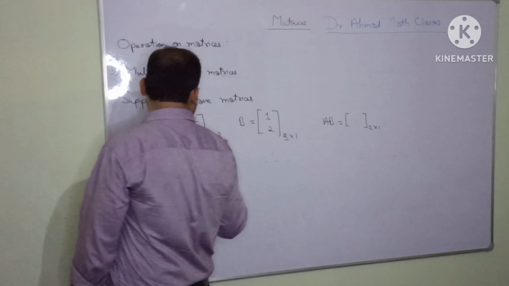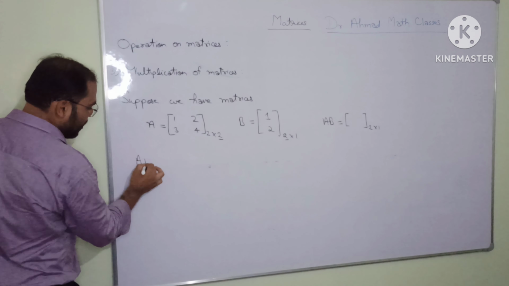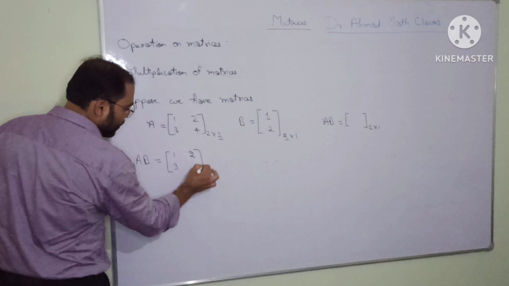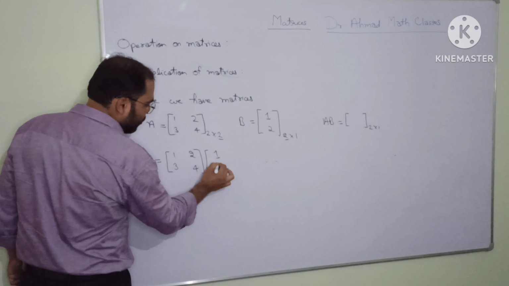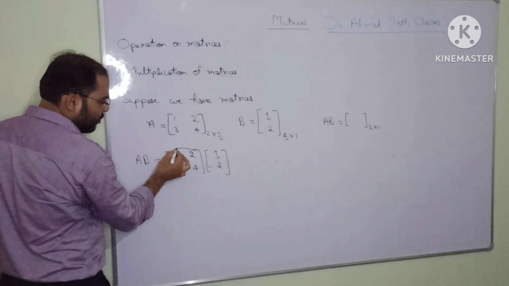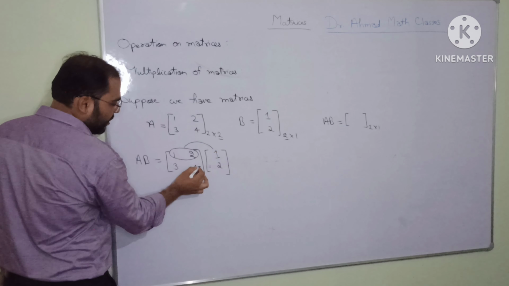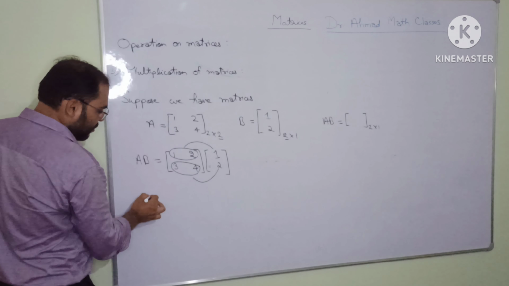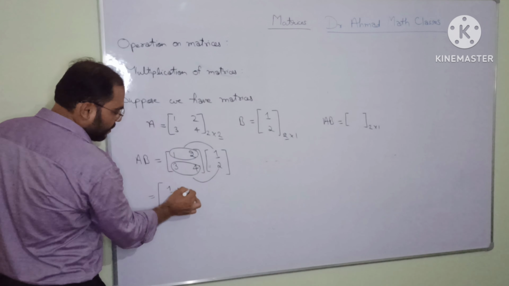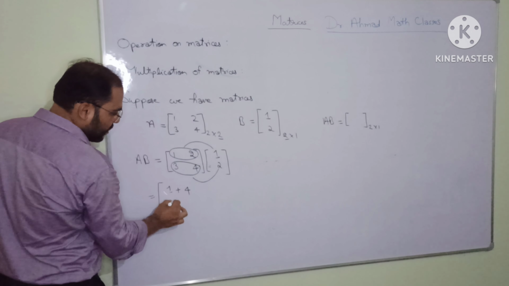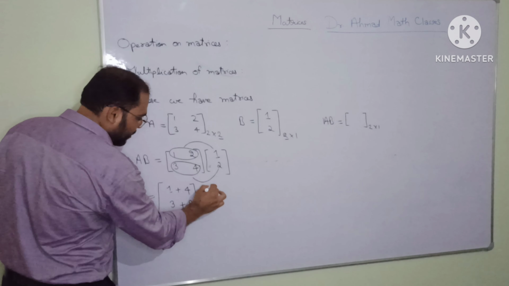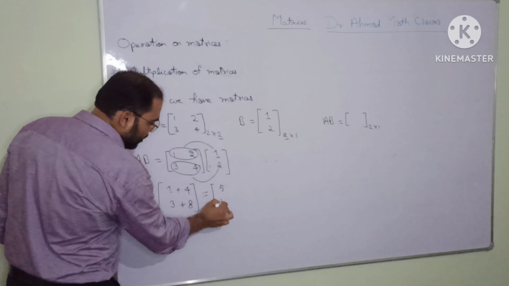Okay. So how could we perform this multiplication? AB. 1, 2, 3, 4. And the next matrix is 1, 2. What will we do? We just multiply rows to the column. First we multiply row 1 to this column, then we multiply row 2 to this column. So 1 into 1 is 1 plus 2 into 2 is 4. Now 3 into 1 is 3 plus 4 into 2 is 8. So we will get the matrix 1 plus 4 is 5 and 3 plus 8 is 11.